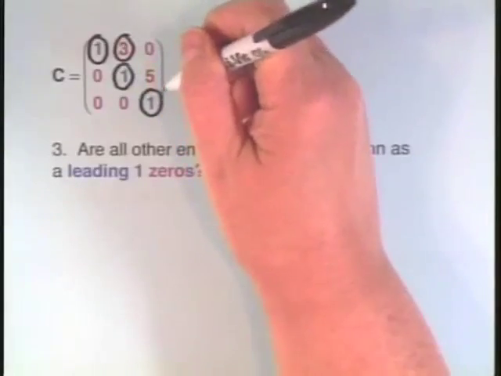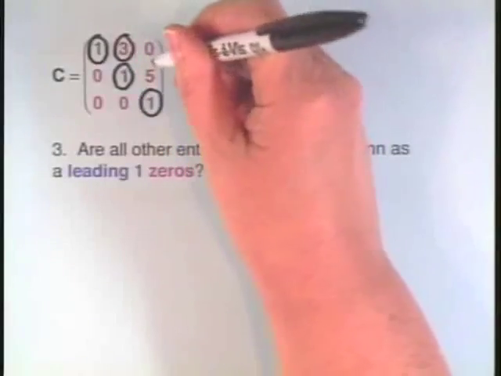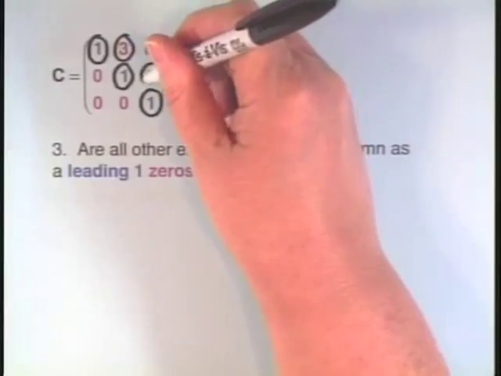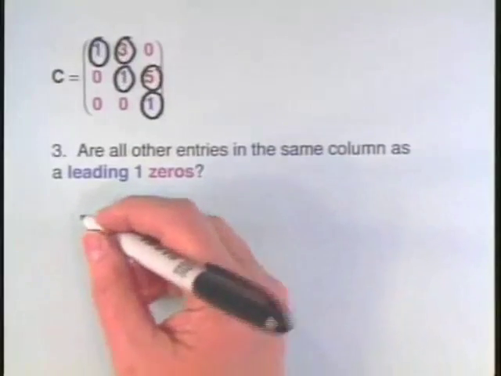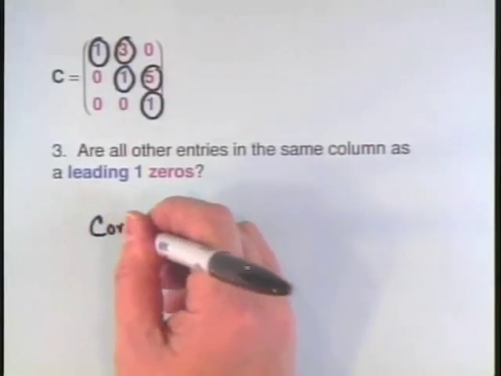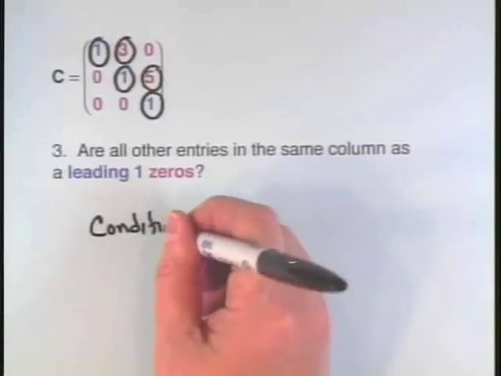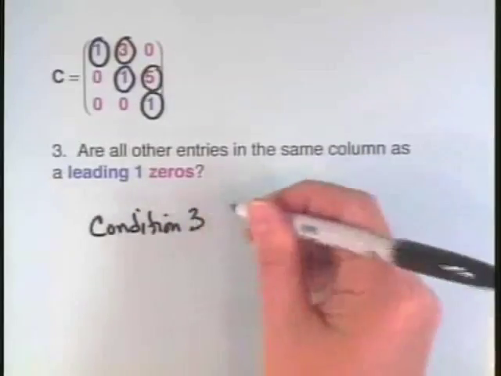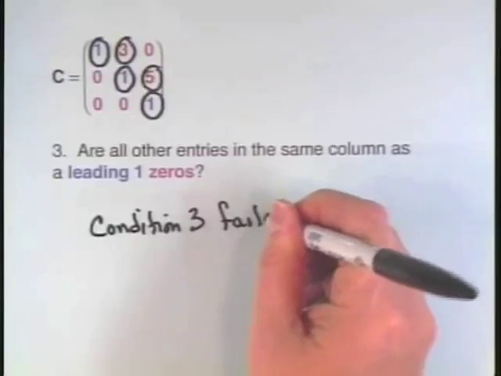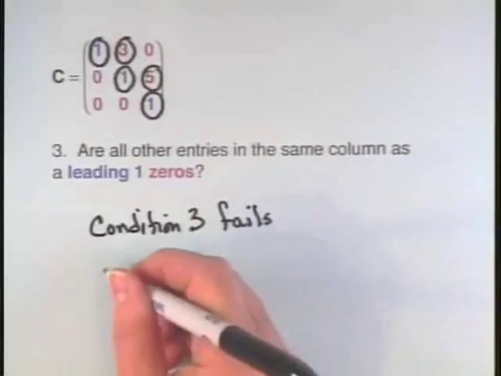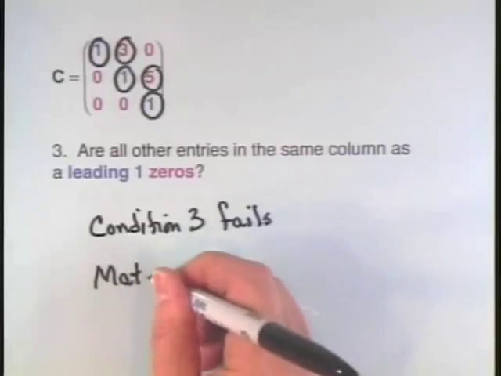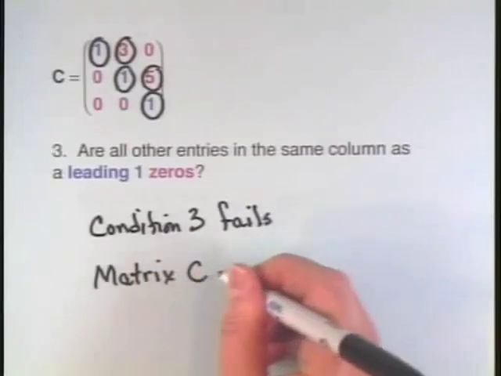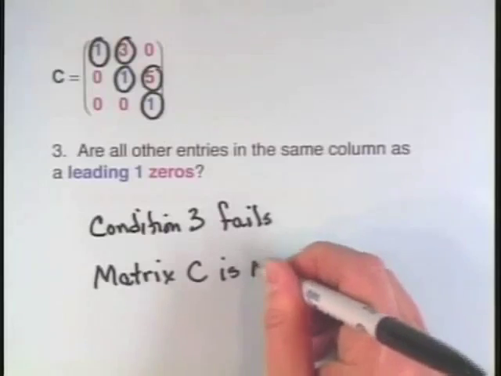And we also have a problem with the leading one in row 3 because above that leading one we have a 5. For this to be reduced, both of those numbers should be 0. They are not. So condition 3 fails. There is no need to test condition 4, and we know that matrix C is not reduced.